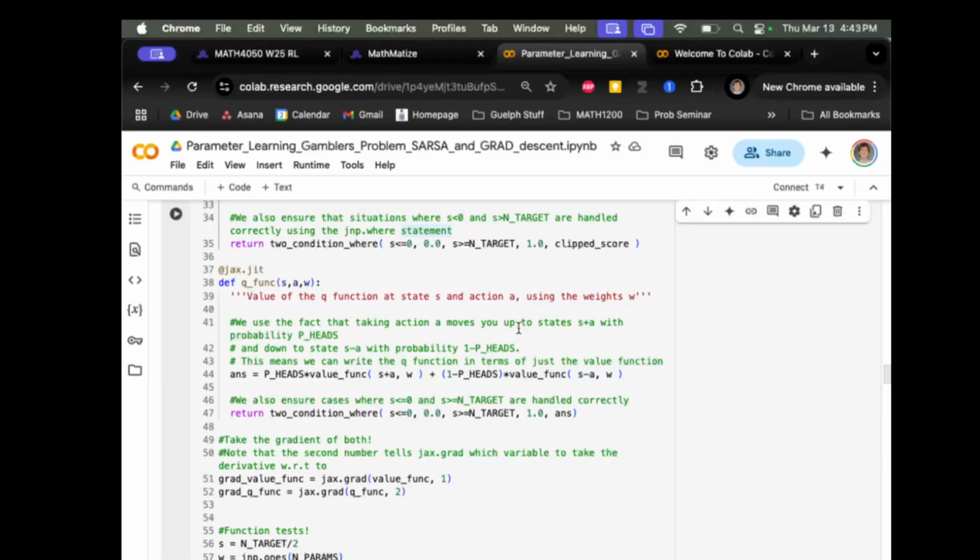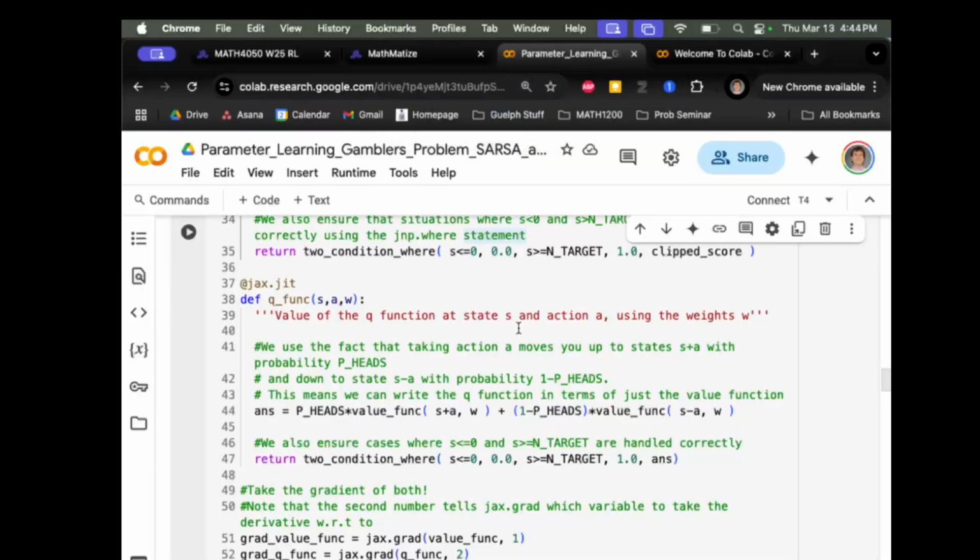So I said Q function, answer equals P heads times value function of s plus a, plus 1 minus P heads times value function of s minus a. So just like in tic-tac-toe, we baked in the rule that if you choose to play in index 0, then you get an x in index 0.